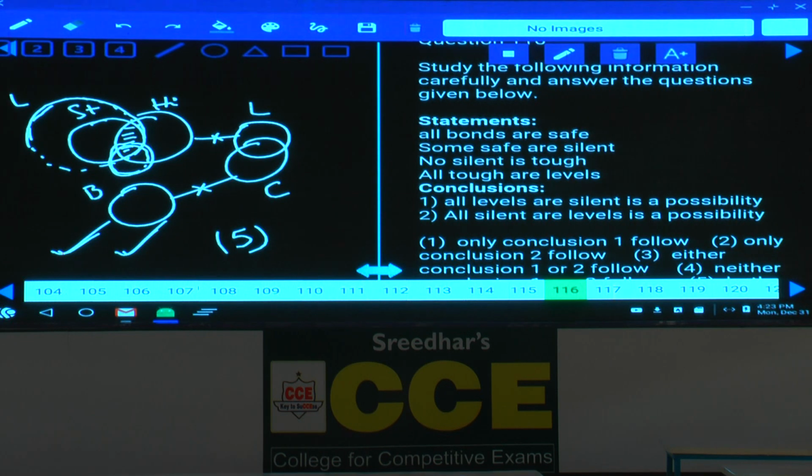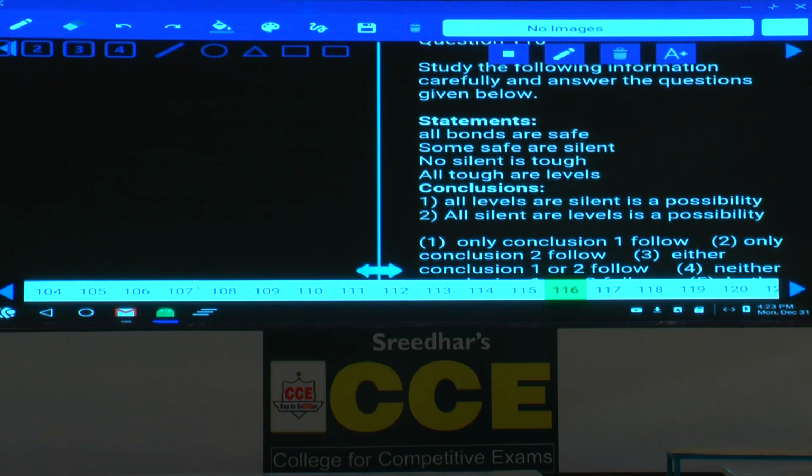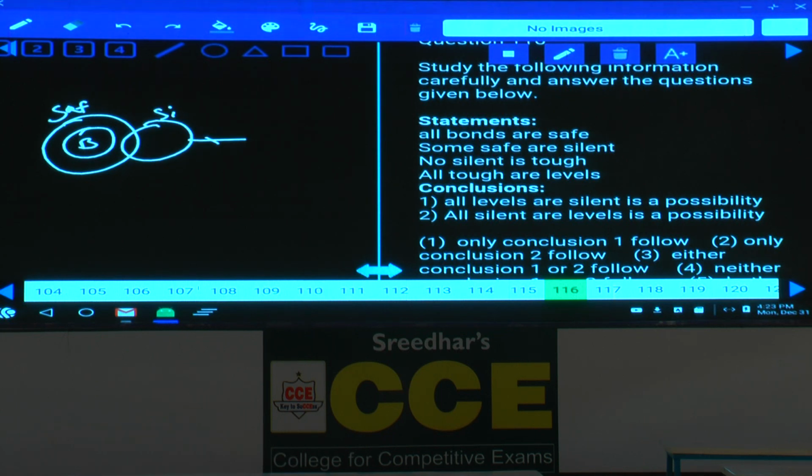Then coming to 116. Now in this question number 116, all bonds are safe. All these bonds are safe can be written like this. All bonds are safe. Some safe are silent. And next one, no silent is tough, which can be written like this. And all tough are levels.